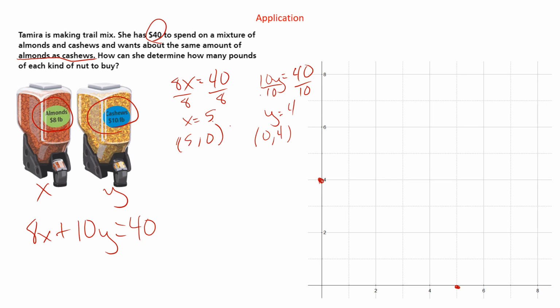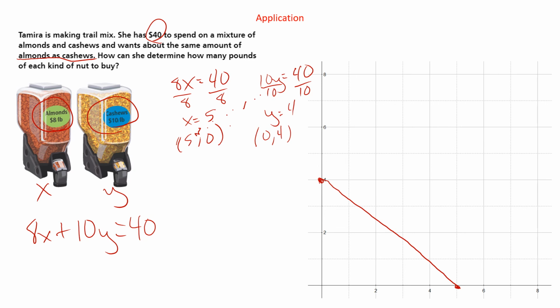Now with something like this, I recommend some sort of a straight edge, because the more accurate your line is, the better. Now, I can't use a straight edge because it's touching my touch screen, and that's becoming problematic. So I'm going to do my best. That actually came out to be fairly straight. So we have our graph.